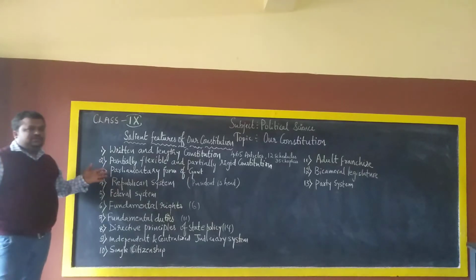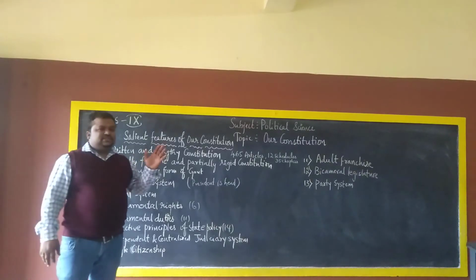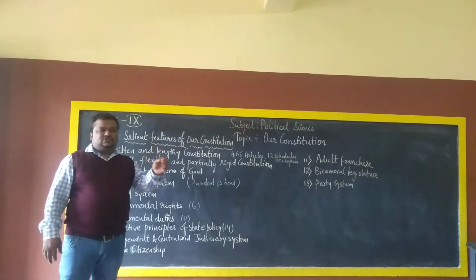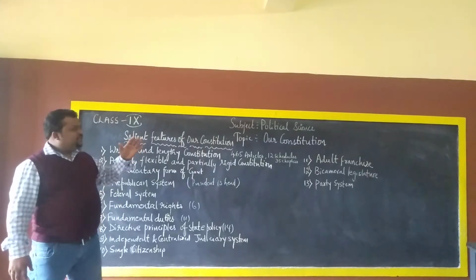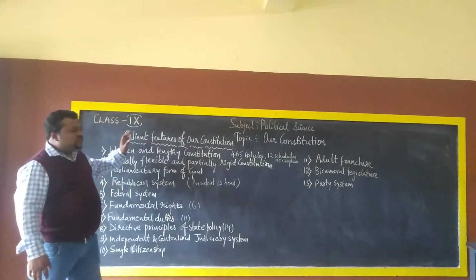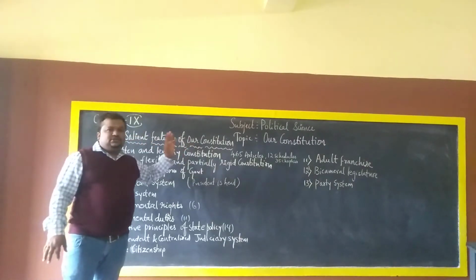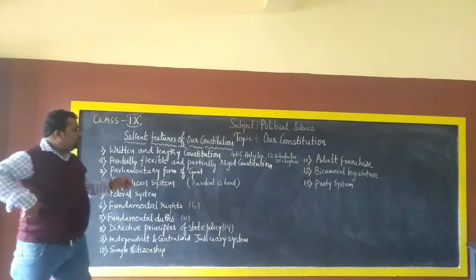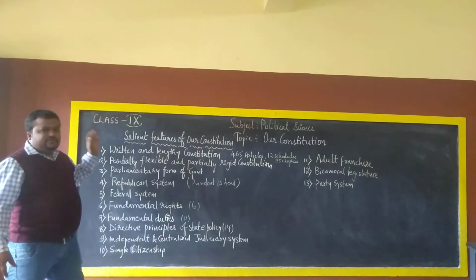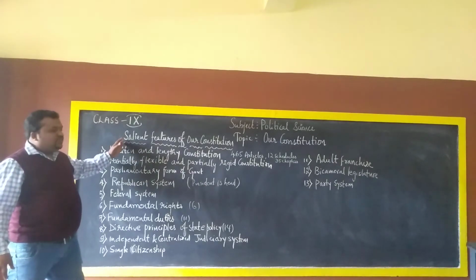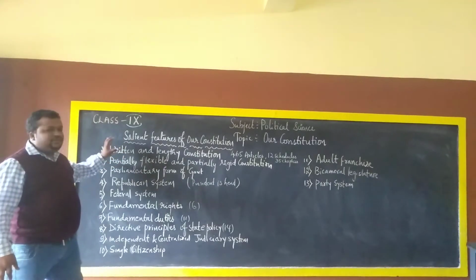Morning, children. In the last class, we discussed the preamble and the introduction part of our constitution. So, in this class, we are going to discuss the salient features of our constitution. Understood? The first important feature of our constitution is that it is a written one.